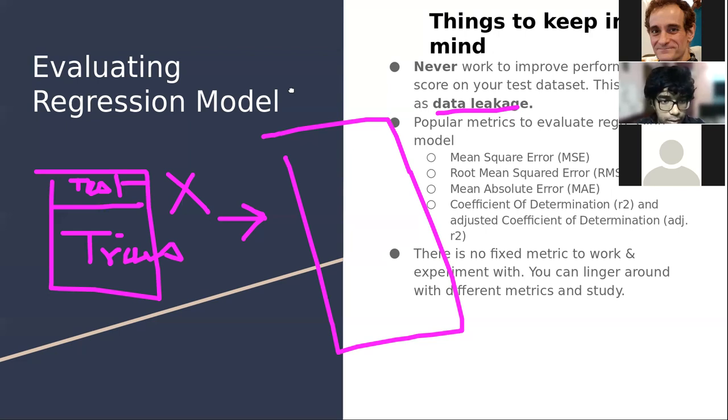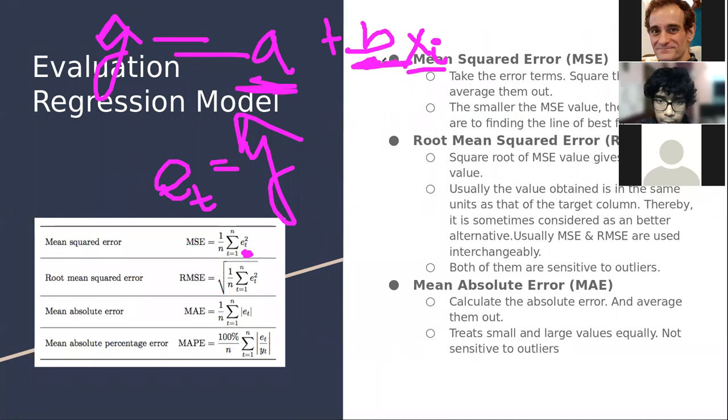So what is mean squared error? Take all the errors. What is error? What is ET? ET is the value y minus y prediction. What is y prediction? It is a plus b into xi. So you input the value of x. You have already calculated the slope and the intercept. If you input a variable, let's say 10, you get the prediction as 20.